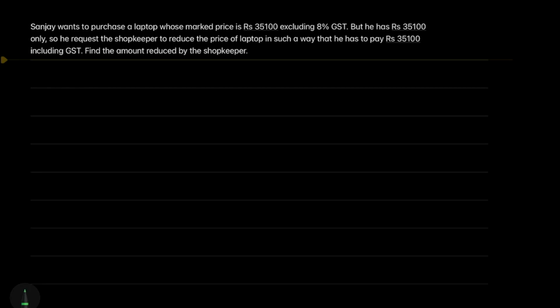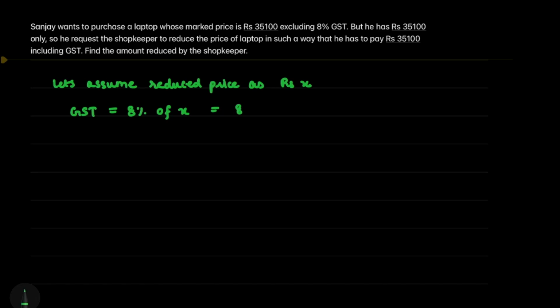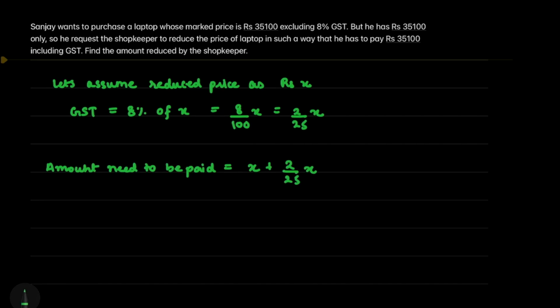Okay. So for this, let's keep it simple and assume the reduced price as X. So the reduced price of the laptop is X. And let's calculate the GST on this reduced price. That would be 8% of X. We can calculate it as 8X over 100, that is 2 by 25 of X. So the amount that the customer needs to pay is X plus 2 by 25 of X. And we know the value of this as 35,100 rupees. So let's solve this equation.